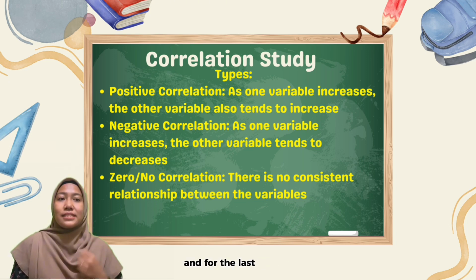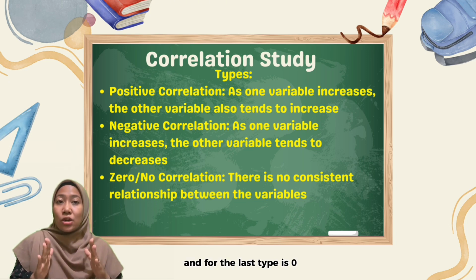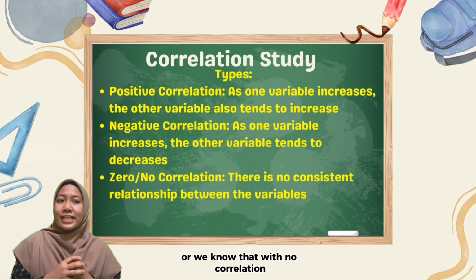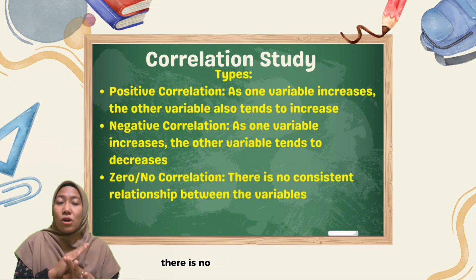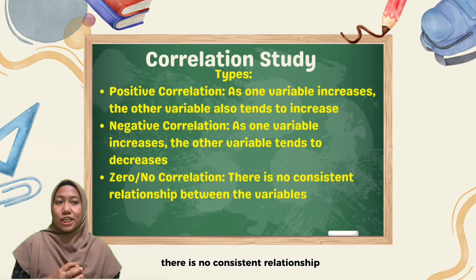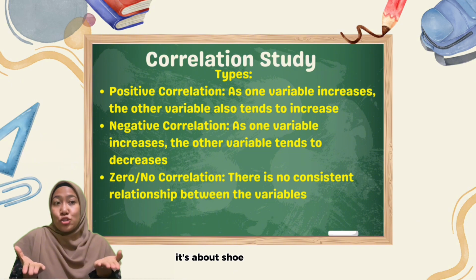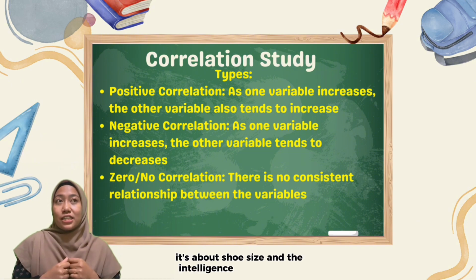And the last type is zero, or what we know as no correlation. There is no consistent relationship between the variables. For example, shoe size and the intelligence of the student.